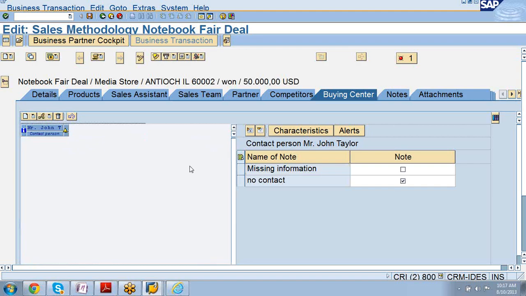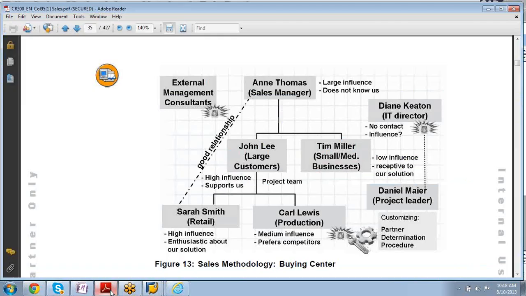So it immediately shows that yes, there is no contact with this person. So immediately we have to, there is an information here. So it is easy for us to maintain in the same screen. Suppose the missing information. So these things, they will try to add these informations which is required by the company. So this diagram will help you in understanding how each person can be put into the buying centers.